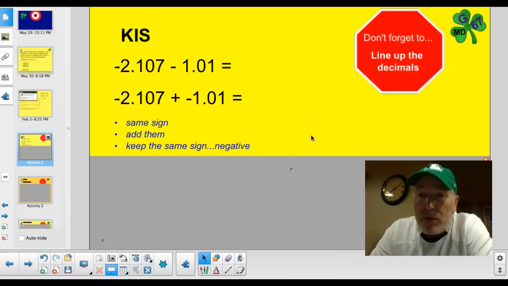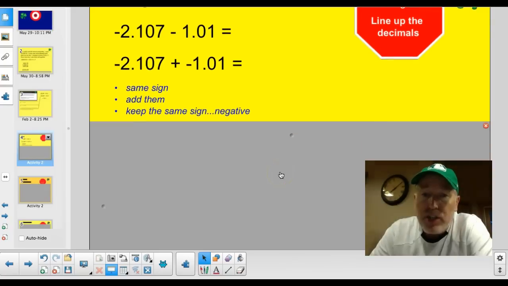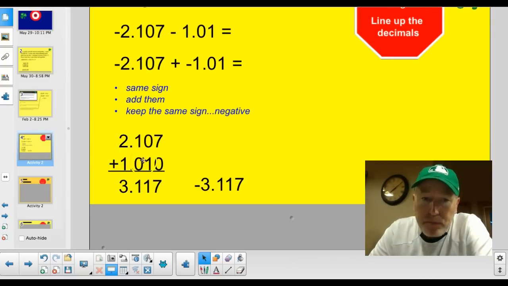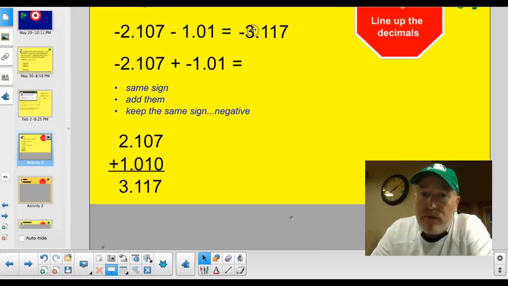All right, but don't forget to line up the decimals. You saw that flashing sign up there. So let's add these guys up. I've lined them up here. I've lined up the decimals, and you notice I didn't put any negative signs. It just says to add them up, and then we're going to put the negative sign over here. So 7 plus 0 is 7, 0 plus 1 is 1, 1 plus 0 is 1, 2 plus 1 is 3, 3.117. Now, that's a negative plus a negative, so this is a negative answer here, a negative 3.117.